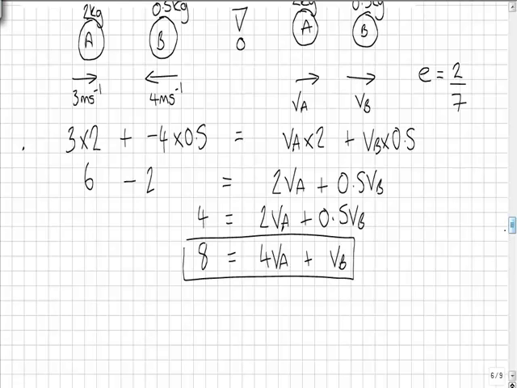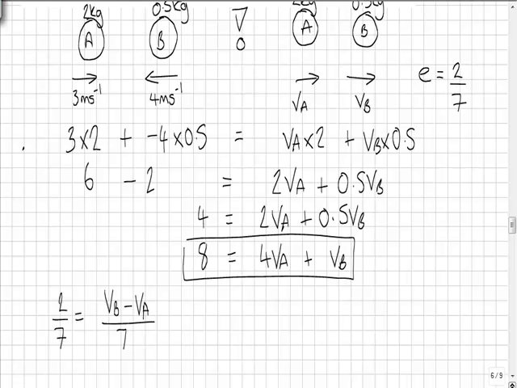The only other equation we have is utilizing restitution, and we know that the coefficient of restitution is 2/7, and restitution is equal to separation speed over approach speed. Well, the separation speed is VB minus VA, and if we examine our diagram, we can see the approach speed is going to be 7. In this case, A is moving towards B and B is moving towards A, and their overall speed that they're colliding with would be 7.